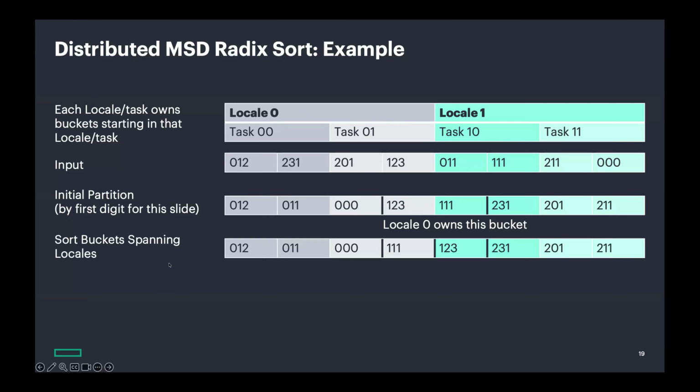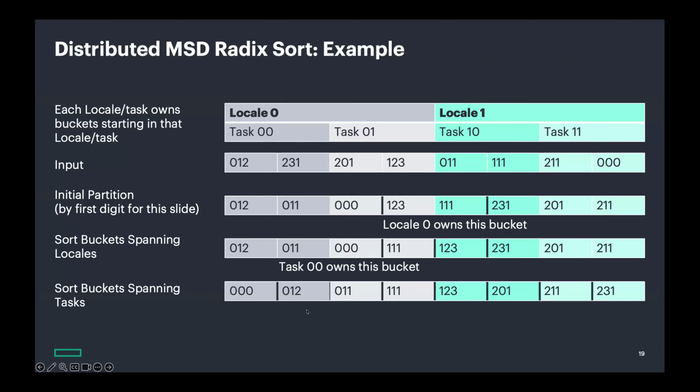Then we do the same thing for buckets spanning tasks, and there's one here where these all start with 0, and there are 2 tasks involved, right? So task 0 owns this entire bucket, so it's in charge of sorting that. And then after that, we sort all of the buckets, and everything can proceed independently.